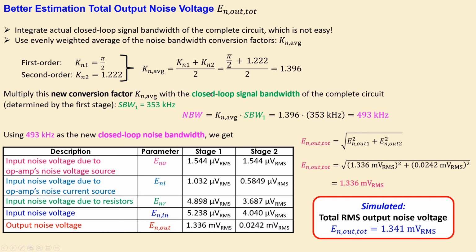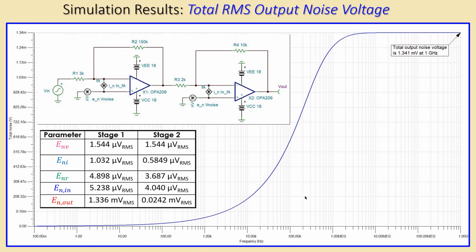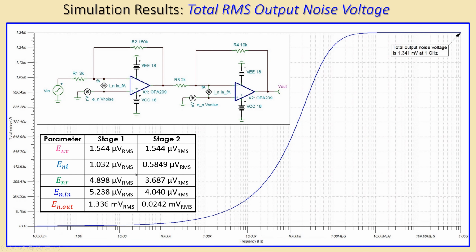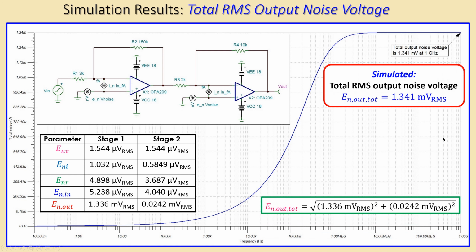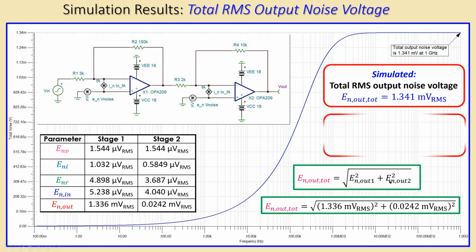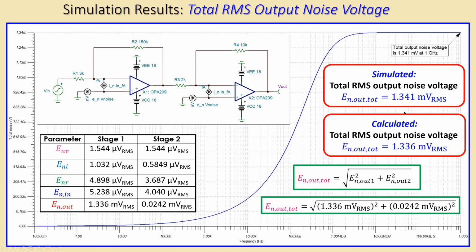So this estimation by averaging the noise bandwidth conversion factors is a nice result, and it will of course be used if you have a situation where you have a very large or not close value in your calculation compared with your simulations. Okay, let's also look at the total RMS noise voltage again. These are the results, again using the recalculated value. This is calculated here, and this is the simulation result. And now we have these two, and you can see they are very close to each other.